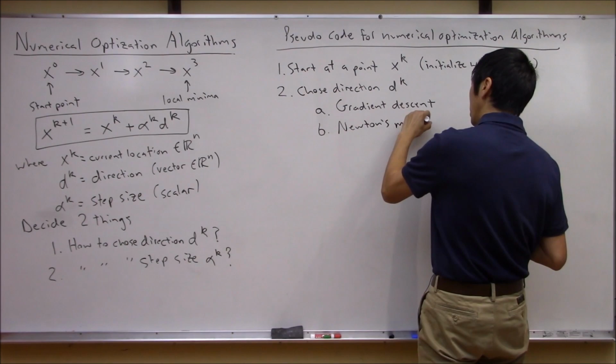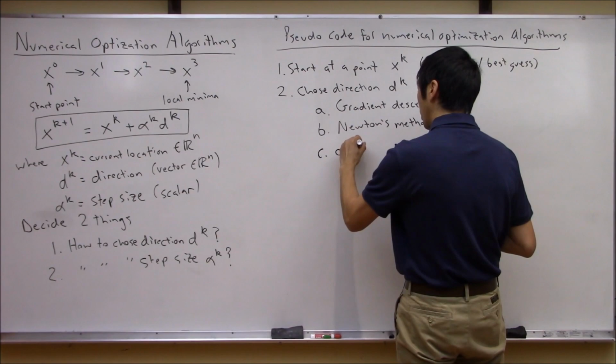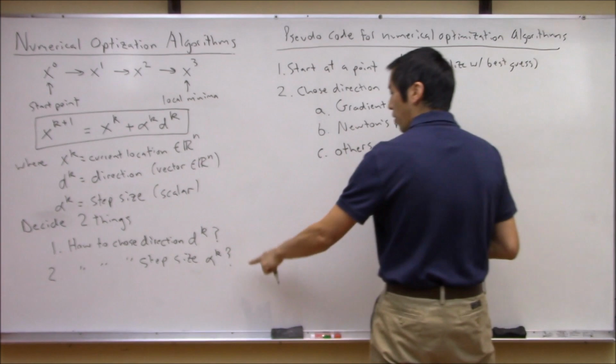And I could continue listing this over and over, but let's just say, how about others, right? There's many different things you can do when you're picking your descent direction, okay?